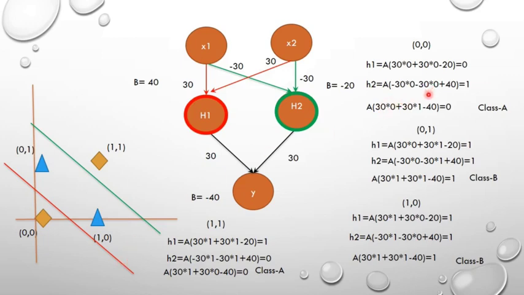In the same way, let us focus on hidden neuron H2. This H2 classifies this 0 0 into 1, but the actual is 0. So here again a misclassification has occurred, and in all other cases you can see classification is properly done: 0 1, 1 0 and 1 1, right? So if we want to draw a hyperplane for this one, then we can say the hyperplane with green color corresponds to hidden neuron H2.